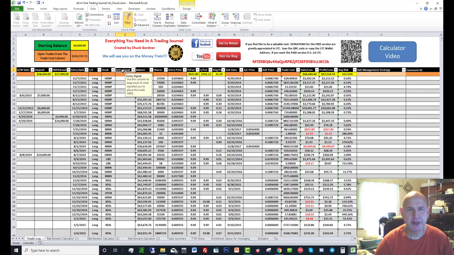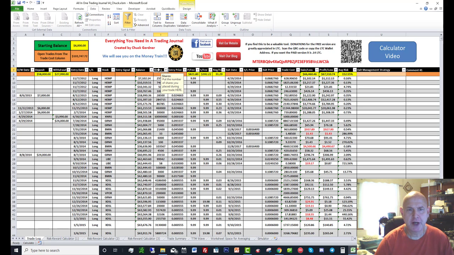This is your entry signal column. Use this column to keep track of what signaled you to place this trade. Now you're going to notice, just like in the long short column, there's a drop down arrow. You'll be able to select what prompted you to make this trade, what signal you used. This is your balance column. This is a running balance of the approximate value of your account.